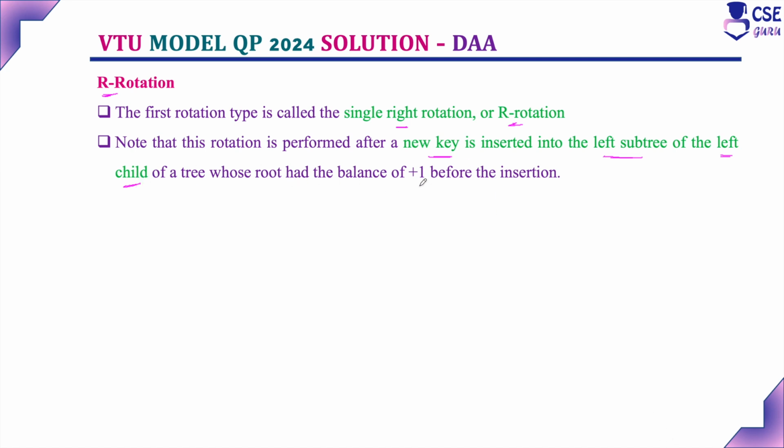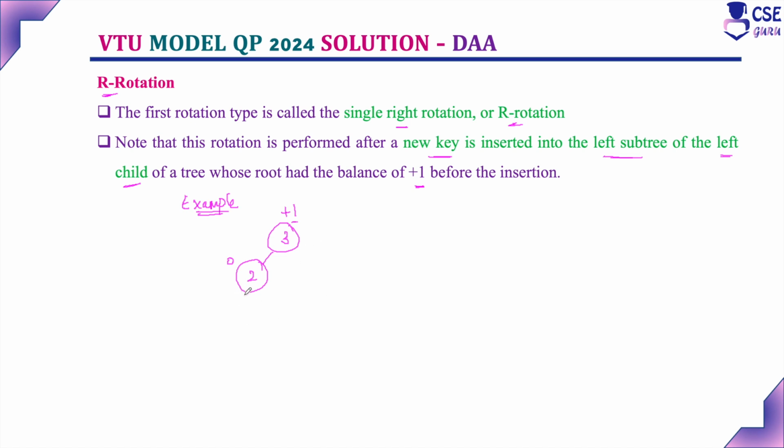Previously, the balance factor will be +1. Here is an example: this is a binary search tree, and considering the balance factor, this node is 0. The number of left subtree is 1, right subtree is 0, so 1 minus 0 is plus 1. Previously the balance factor is plus 1 only for the root node. Here it is 0, so the complete tree is balanced.